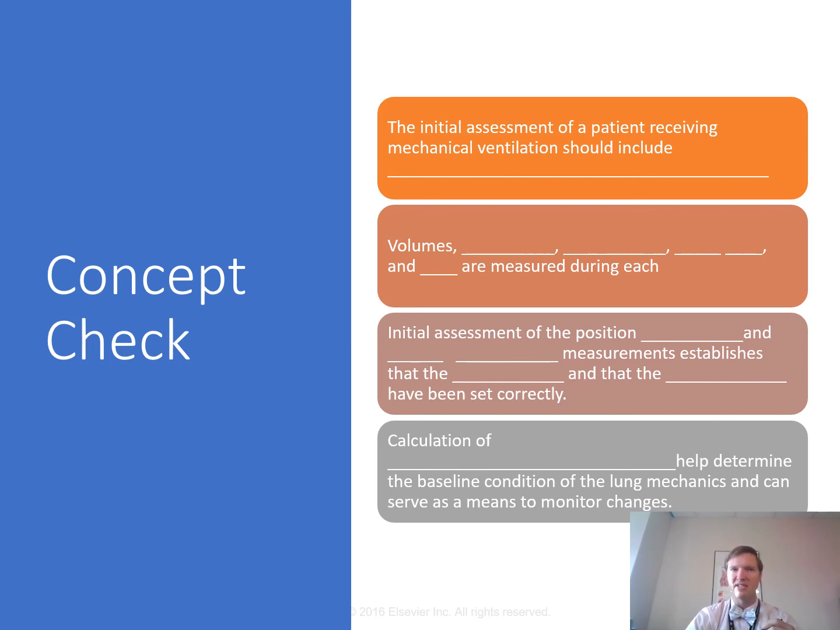When we're looking at this, we're now at the next bullet point here. Volumes, pressures, temperature, vital signs, and FiO2 are measured during each ventilator assessment. Once again, volumes, pressures, temperature, vital signs, and FiO2 are measured during each ventilator assessment.